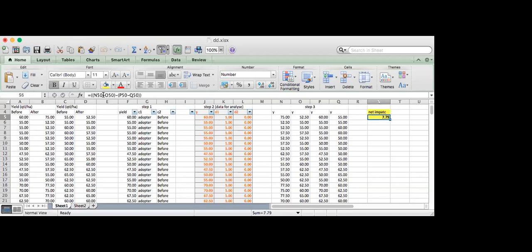I could not open Stata now, so I'm giving you the codes. You have already given the codes. Yes, sir. I'll be sending, sir.